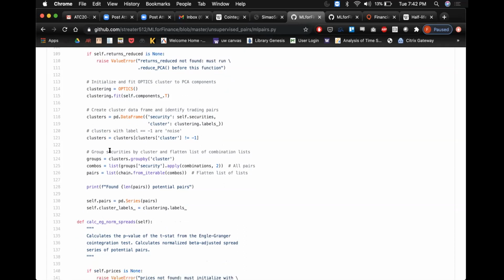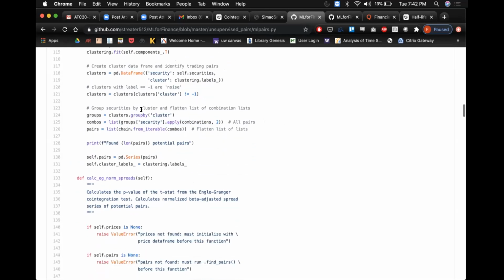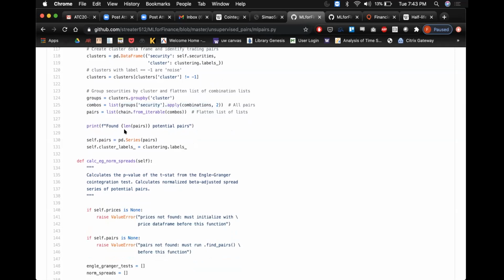So here, given that clusters data frame, we're grouping by each of the clusters. What we're saying is, give me all the securities that have been labeled 8, for example, and then give me every combination of securities that are in the same cluster. So you might have security A and B, and security A and C, and security B and C, for example. So give me every 2-security combination that has the same cluster label from this OPTICS algorithm. And then here we're just cleaning this up to flatten the list of lists in order to get just a list of all the potential pairs, and then returning those pairs just as a series, for use later on when we're filtering.